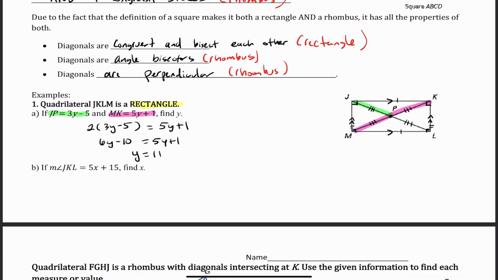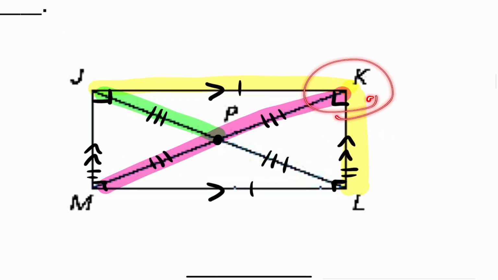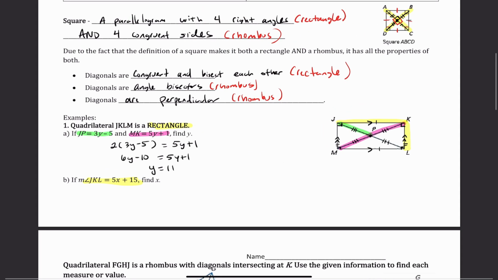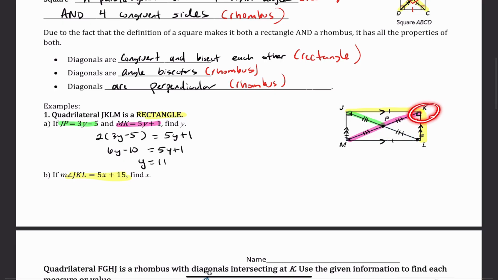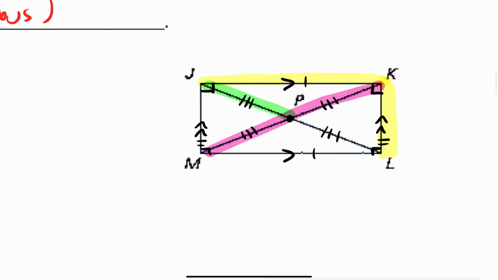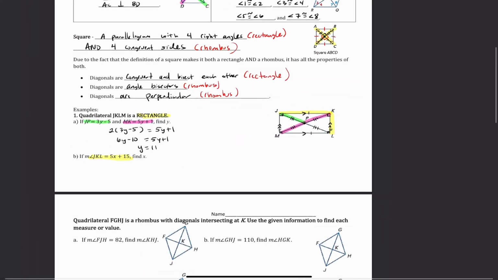B, if the measure of angle JKL is 5x plus 15, so JKL, I'm referring to this angle here, find the value of x. If we're looking at this angle and we know that it's 5x plus 15, notice that we marked a 90-degree angle there. If the measure of angle JKL is 90 degrees, well, we know from the problem it is also 5x plus 15.